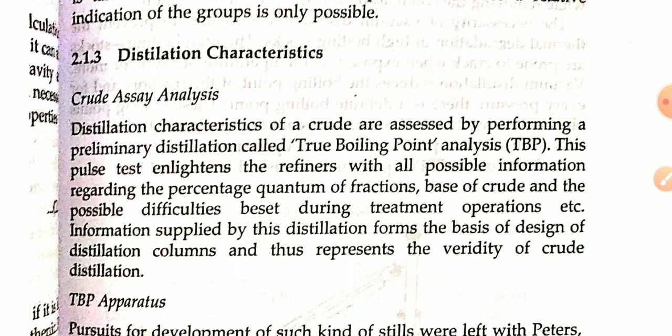Distillation characteristics of a crude are assessed by performing a preliminary distillation called true boiling point. This gives some information regarding the percentage quantum of fractions and base of the crude, and some difficulties that may arise during treatment operations. The information supplied by this distillation forms the basis of the design of the distillation column that represents the variety of the crude distillation point.